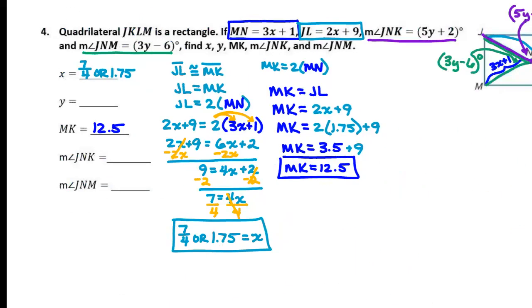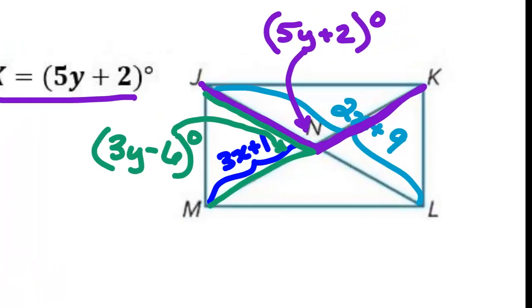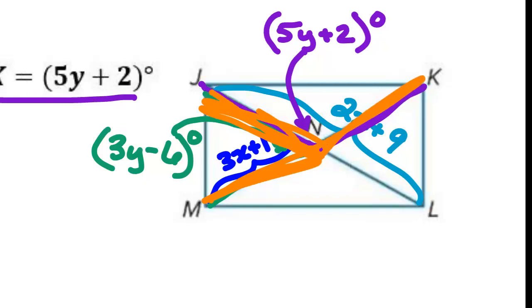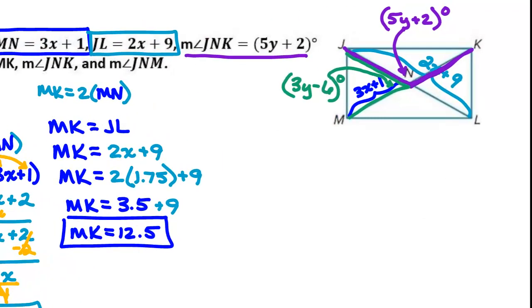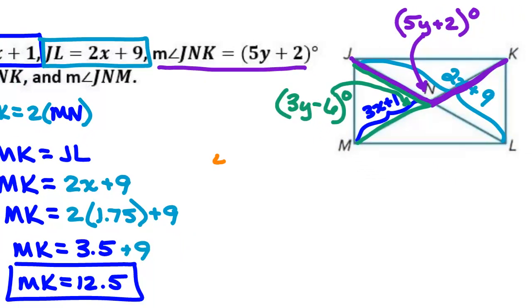Right, now we need to find y. Y is part of angles. Y is part of this angle right here and this angle over here. What do we know about those two angles? They're a linear pair. Absolutely correct. So angle JNK and angle JNM are a linear pair.